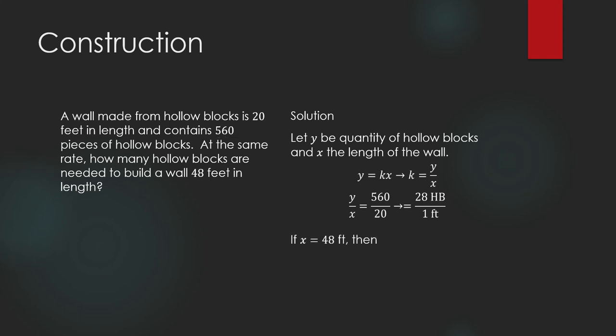If x is 48, y is equal to 1,344 hollow blocks. So you must be careful with how you will define your variables, because how you define your variables will also affect the appearance of your constant of proportionality. So if this is an assignment or if this is a quiz, it is important that you write how you are defining your variables.